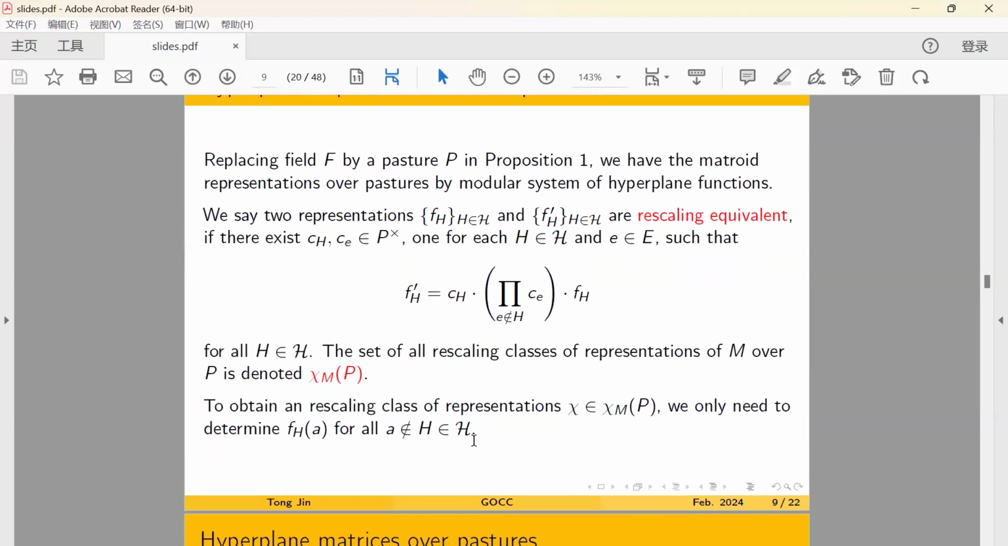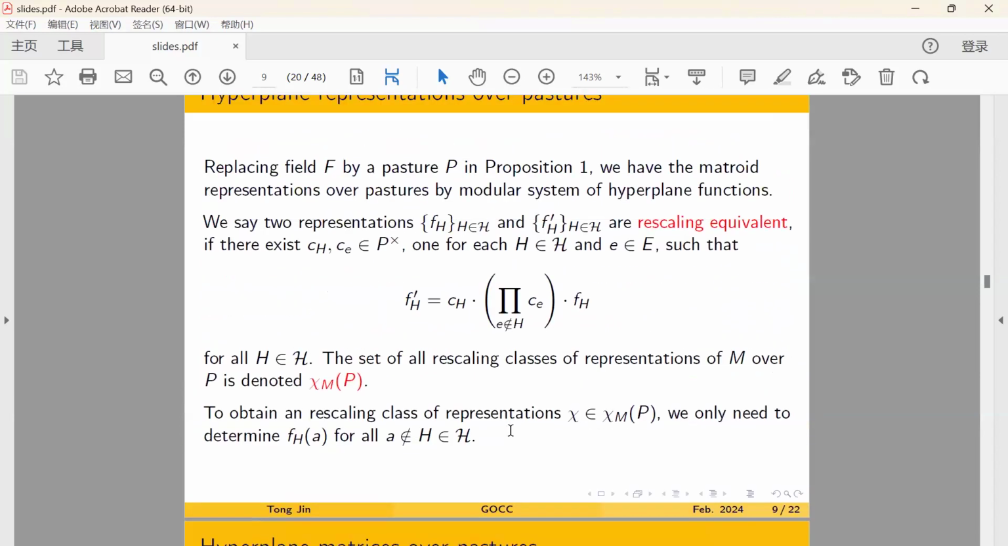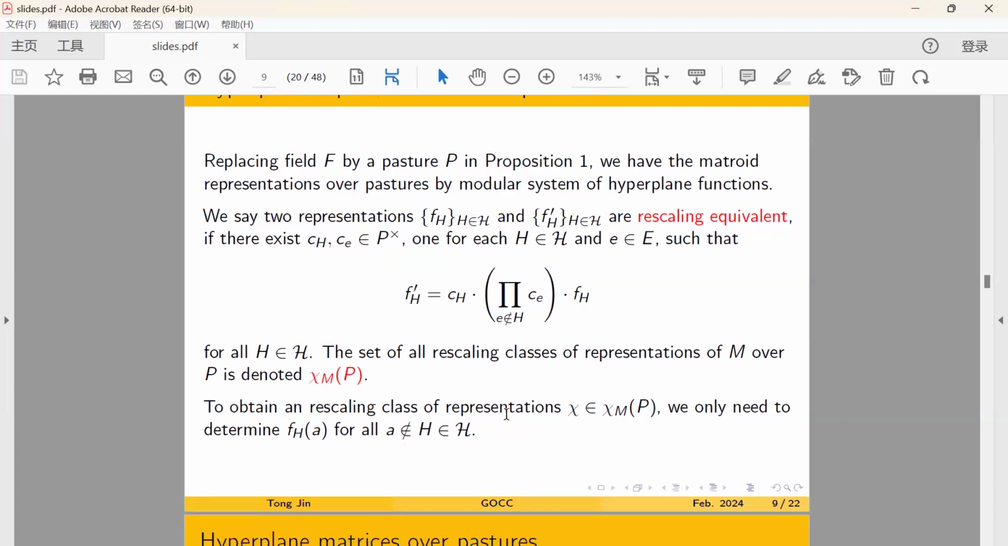Now, let's say our ultimate goal is to obtain all of the possible rescaling classes of representations inside chi M. Now, we wish to determine a representation, so we only need to determine f_H at A for all A outside the hyperplane H and for all H in the hyperplanes of the matroid M. So let's do it in, say, 3 different ways of this problem. And the first way is kind of a continuation of the previous example of the uniform U2,4 matroid.